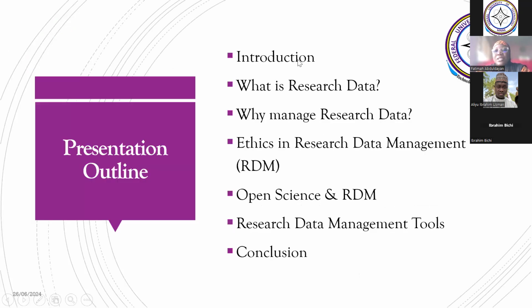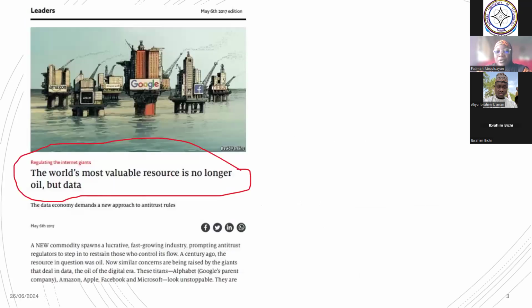Okay, so this is my presentation outline. I'll give a brief introduction. I will look at what research data means, and then why we have to manage research data. Then we look at ethics in research data management. And then we talk about open science and its intersection with RDM, research data management tools, and we conclude.